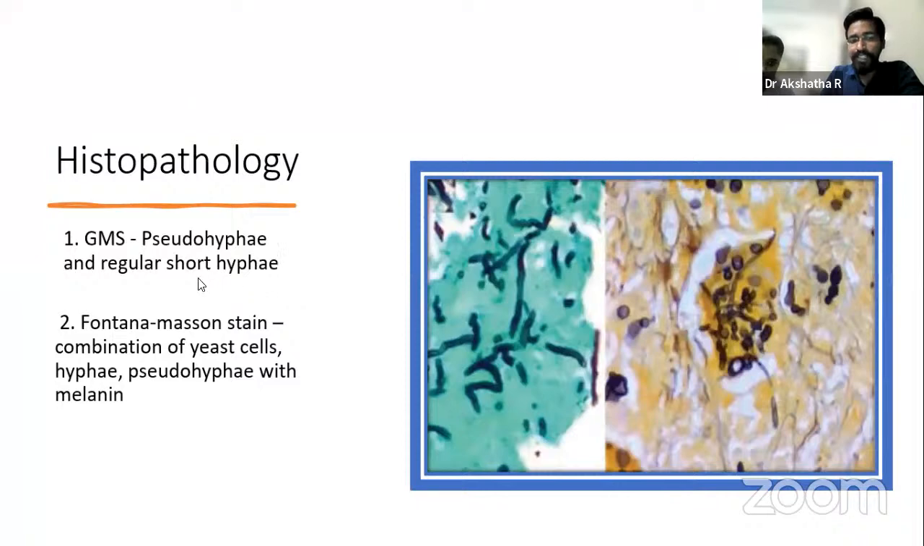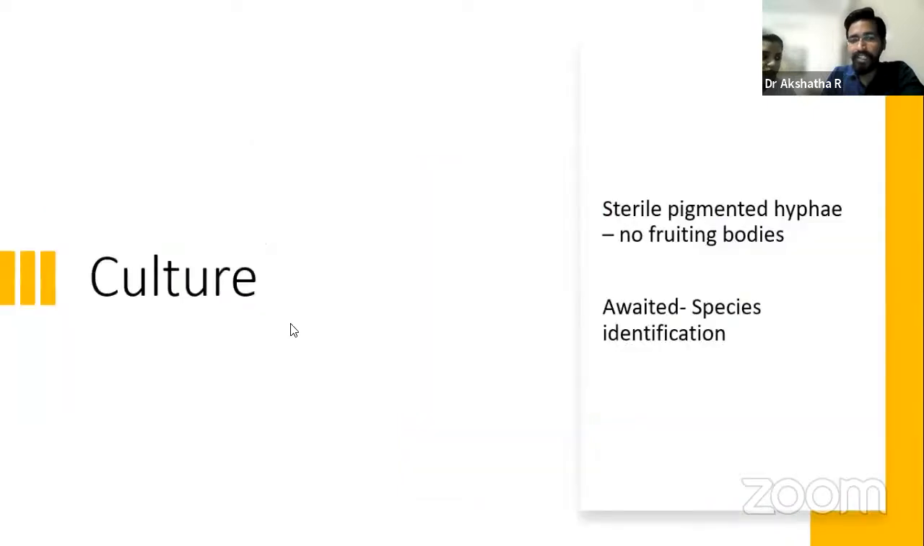The histopath report shows GMS and Fontana Masson stains, both of which show some hyphae and pseudohyphae. There is a mixed pattern, and it is a melanin-producing organism. So we went for a diagnosis, with the possibility of phaeohyphomycosis.